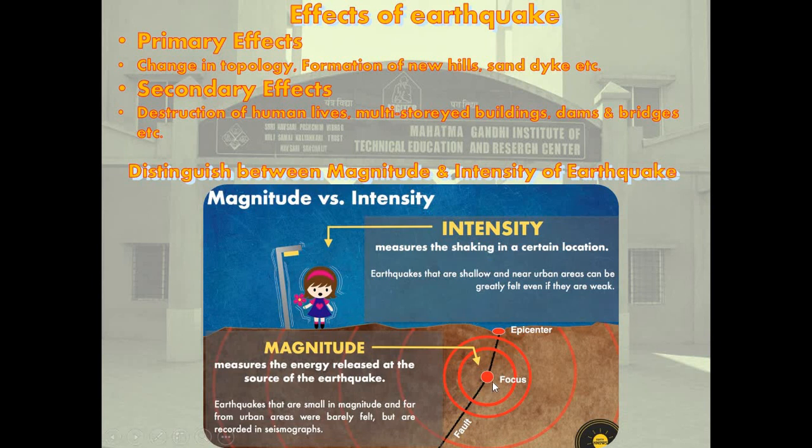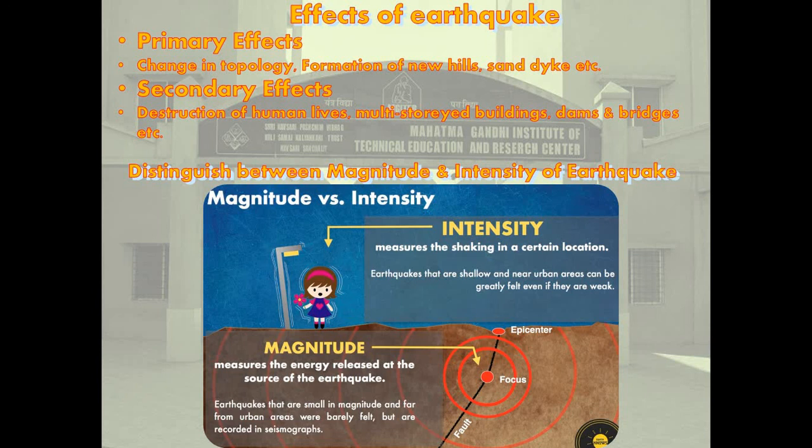So this is the focus, and this is the epicenter. The epicenter is the point on the earth's surface vertically above the focus of the earthquake. And this is a fault. This circle is known as magnitude. What is magnitude? It measures the energy released at the source of the earthquake. Earthquakes that are small in magnitude and from urban areas are barely felt but are recorded by a seismograph.